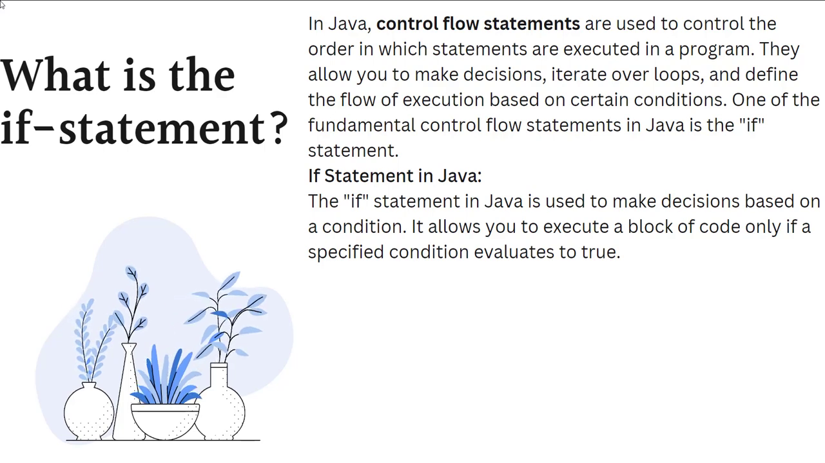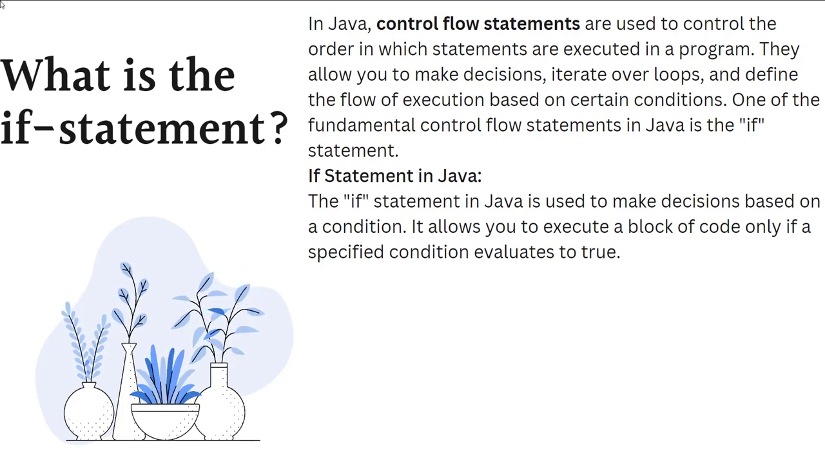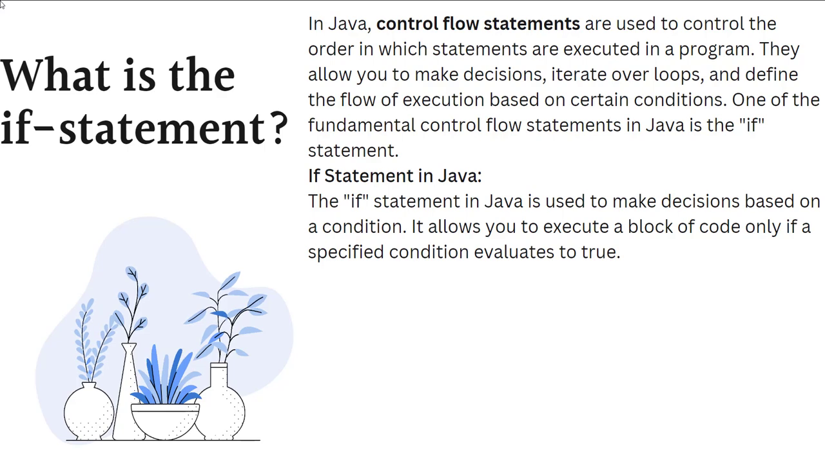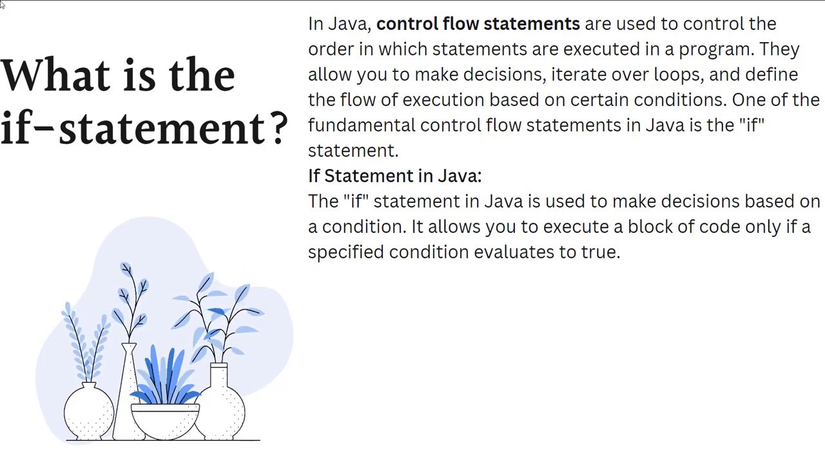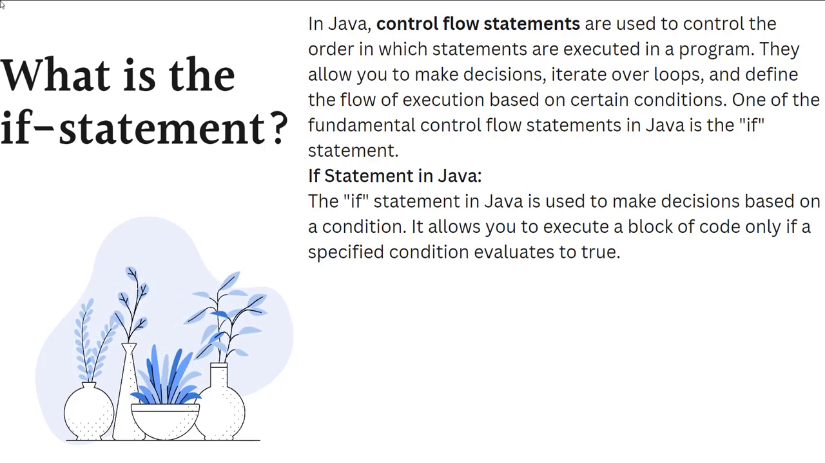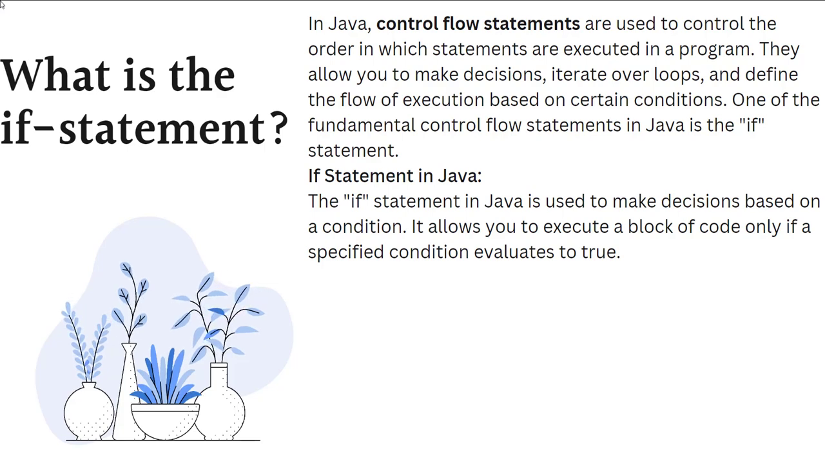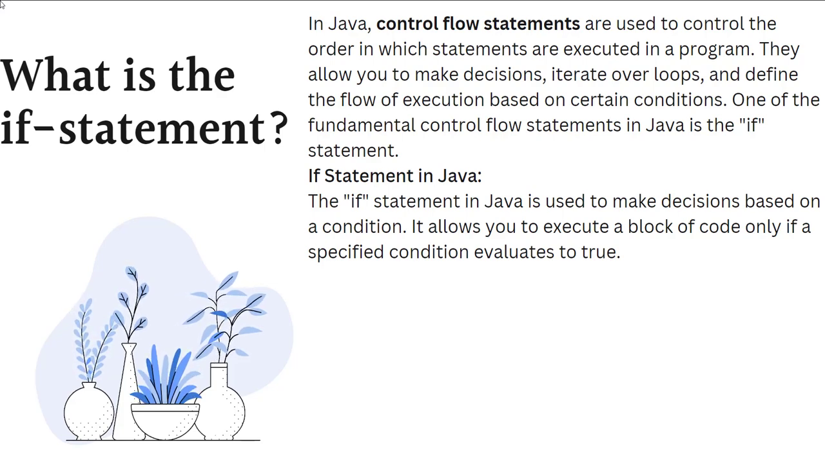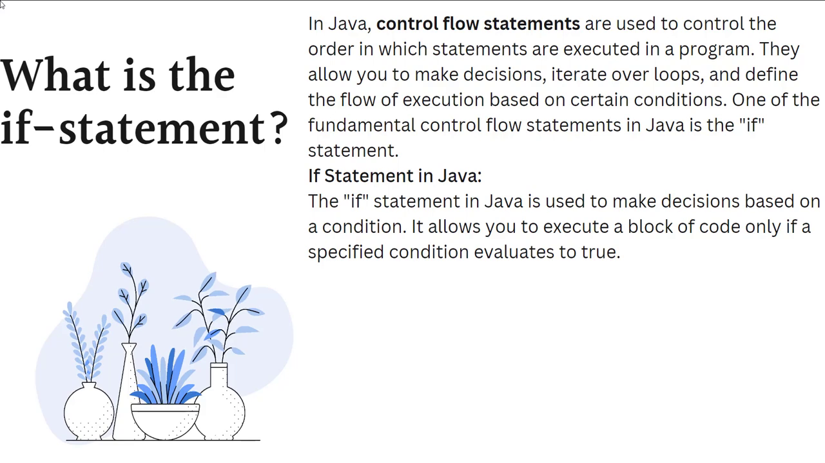In Java, control flow statements are used to control the order in which statements are executed in a program. Statements here means lines of code, so you can control the order in which the lines of code are executed. They allow you to make decisions, iterate over loops, we'll see what loops are later, and define the flow of execution based on certain conditions.